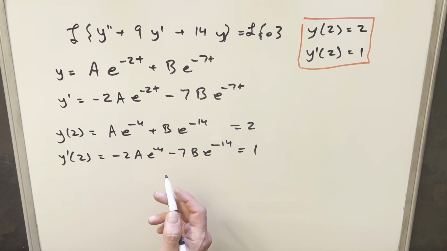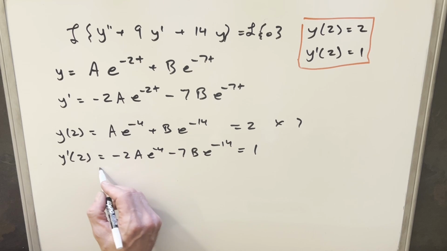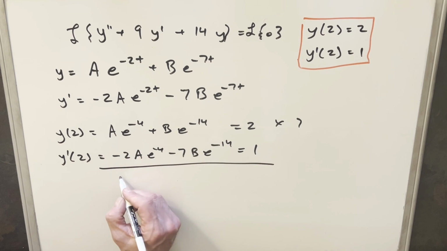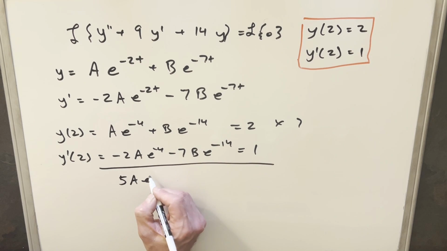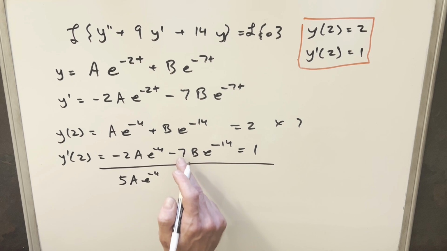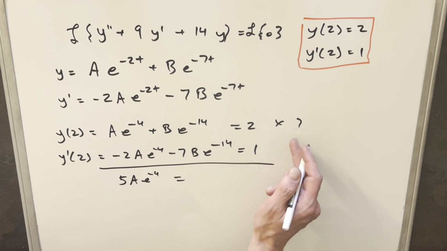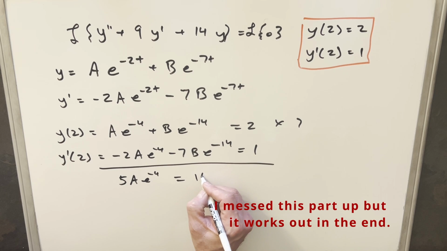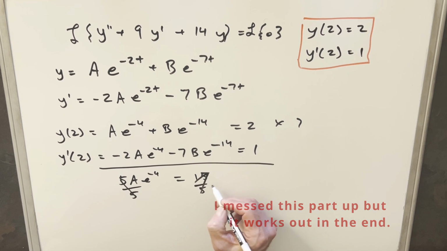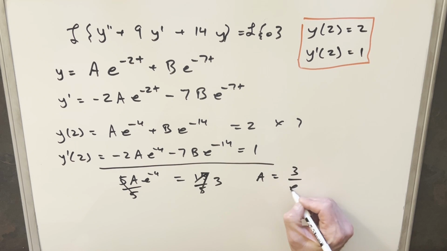So we can use whatever method we want on this. I think what I'll do is multiply this first equation by 7 and add it, just on the fly. So if I multiply in 7 here, we have 7a minus 2a. This is going to give me 5a e^(-4). Here, when I multiply in 7, this term is going to cancel, because we'll have plus 7b and minus 7b, so those go away. And then on the right side, this is going to be 14 plus 1, so this is going to be 15. So I can divide by 5 here, divide by 5 here, this is going to give me a 3. So for our a value, we're just going to end up with 3 over e^4.